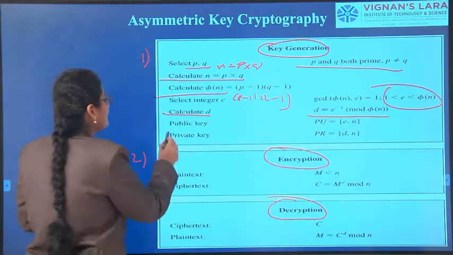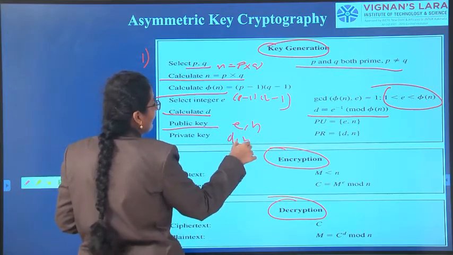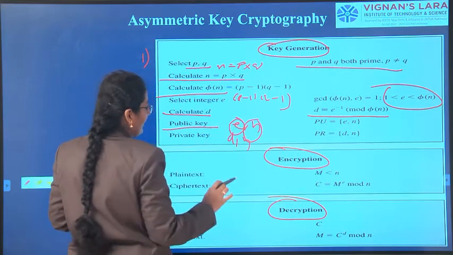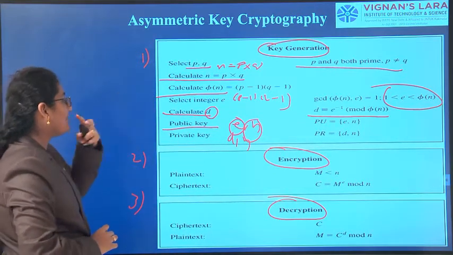Now what is public key? E comma n. What is private key? D comma n. E value, n value you already know. D you have to calculate. So this is first step. First step is key generation.